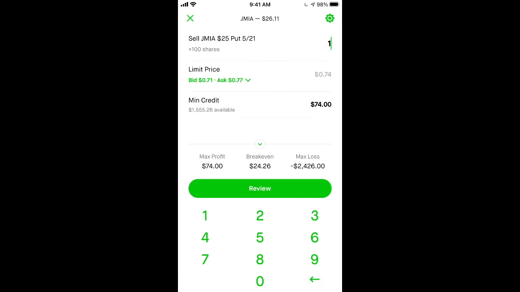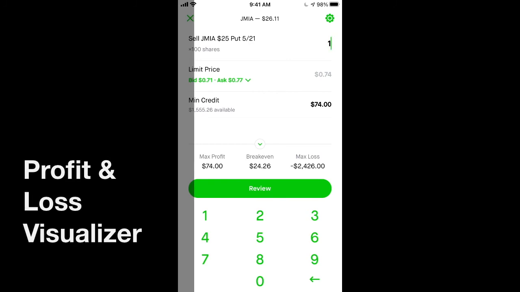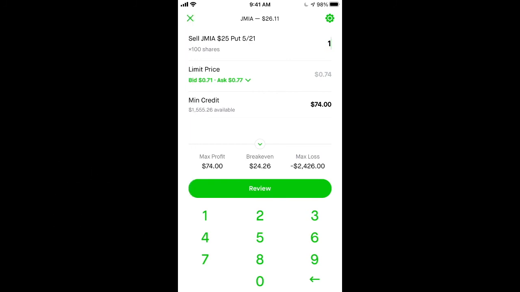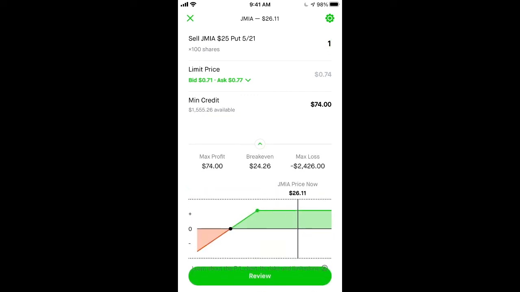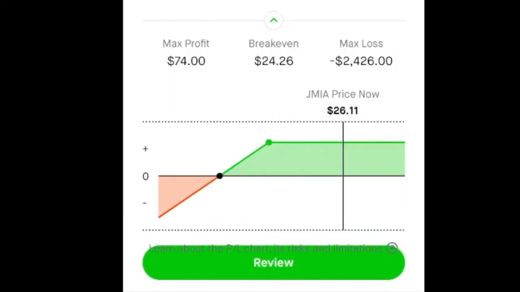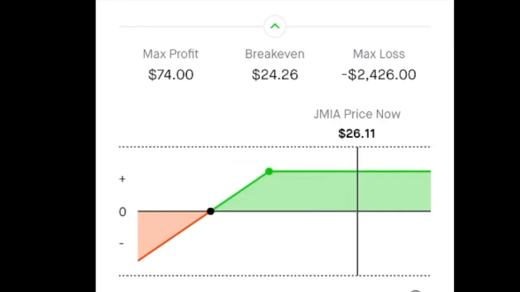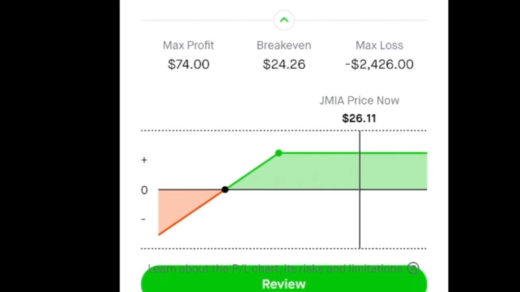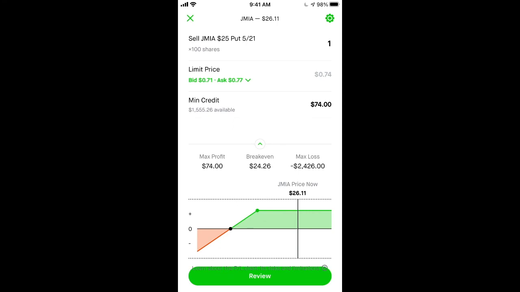And then at the bottom as well, if you see max profit, break even, max loss, that just gives you an estimate. Robinhood just started doing that. That gives you an estimate of where the price is right now, and what is most likely to happen with that particular option contract. So max profit means the amount of money you're gonna make: $74 for one contract. And break even is 24.26.